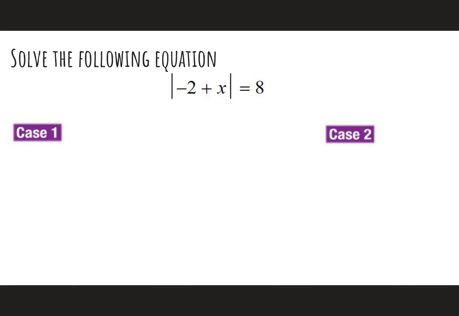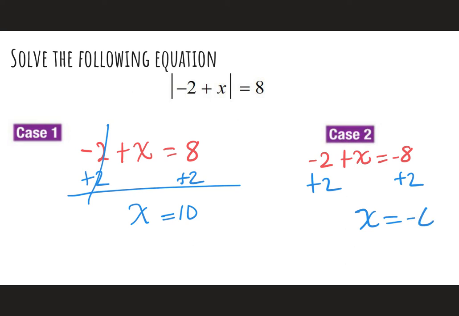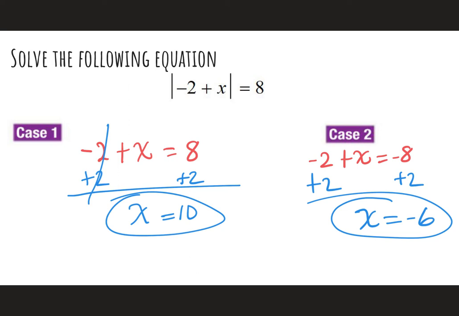So remember, when we're dealing with absolute value equations, we're always setting up these two cases. One where our absolute value bars has to equal a positive number, and one where our absolute value bars has to equal a negative number. And then we are solving them independently from each other. So we do our inverse operation just like we would for solving regular equations. X is equal to 10. X is equal to negative 6. You should always have two answers for solving for absolute value equations.